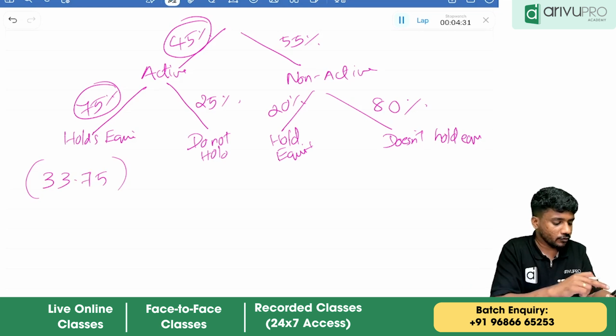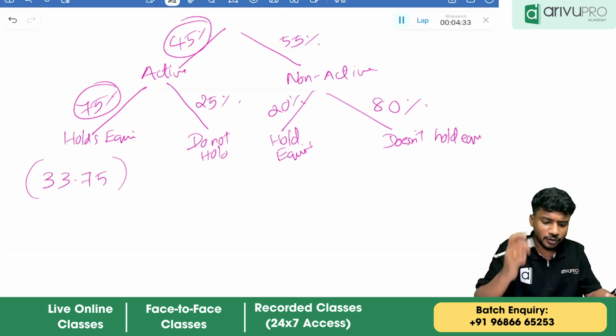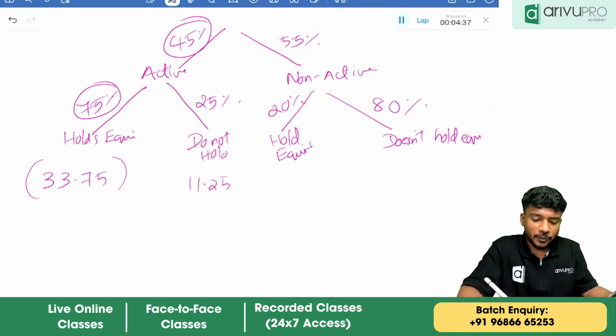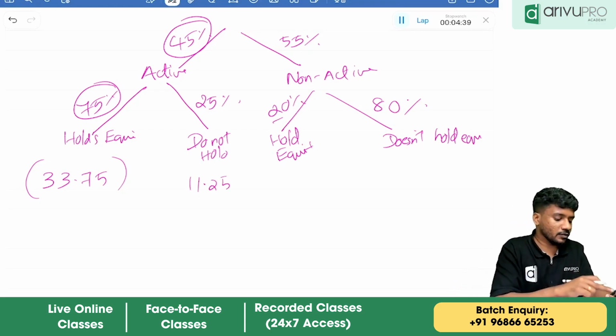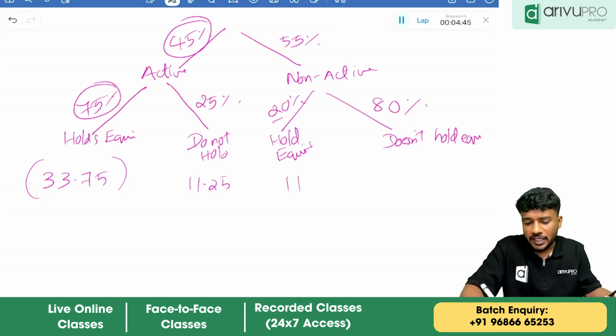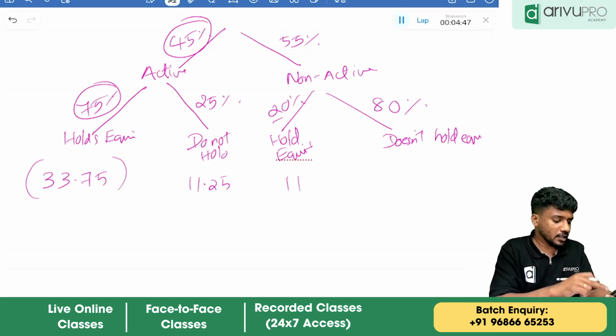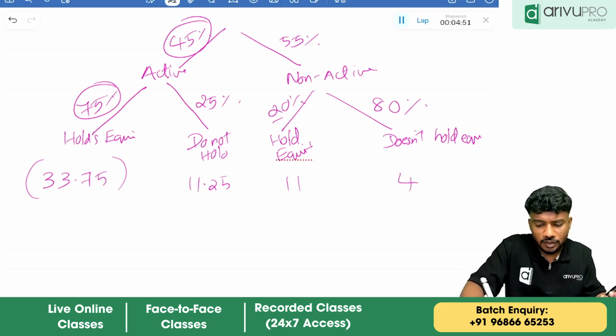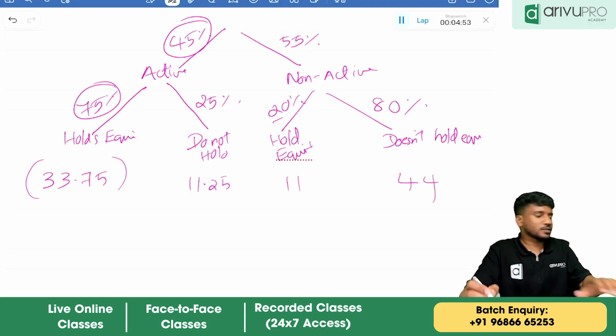25 into 45 divided by 100. You should do it by yourself. That is 11.25. Here it will be what? 20 into 55, which is equal to 11. Then 80 into 55 divided by 100, that is 44. We got the values. Okay.